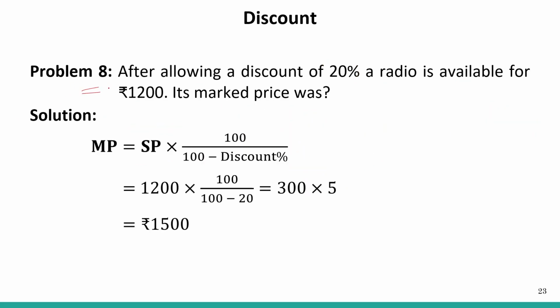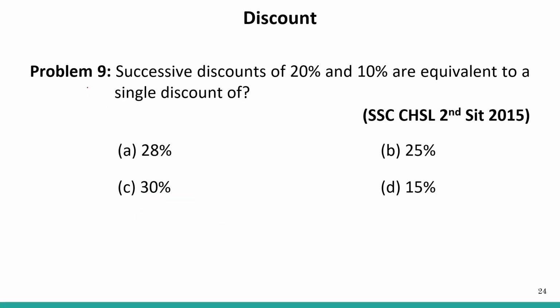So let's see the solution for problem number 8 again. After allowing a discount of 20%, a radio is available for 1200 rupees. So what was its marked price? Marked price is equal to selling price into 100 by 100 minus discount percentage, which is 1200 into 100 by 100 minus 20, that is 300 into 5, which is equal to 1500. So 1500 is the correct answer. So let's see problem number 9.